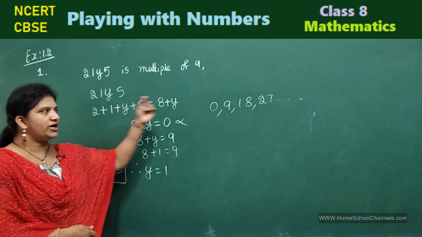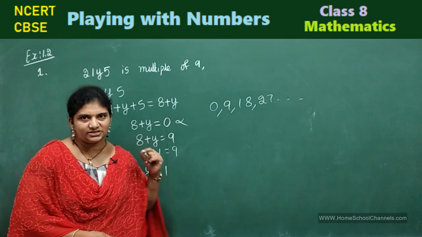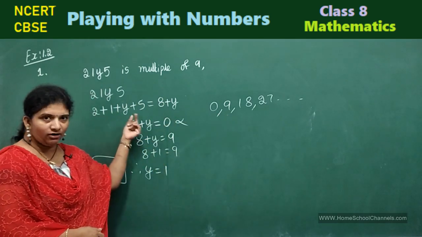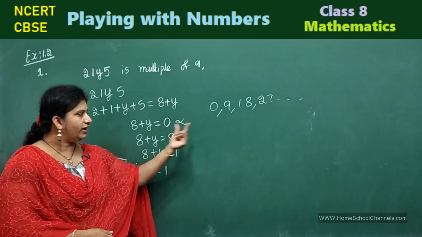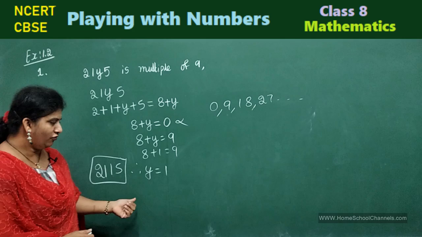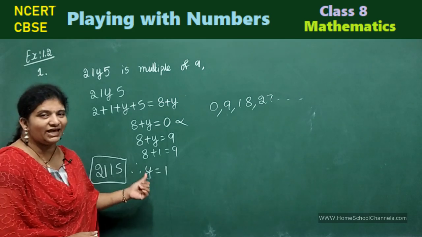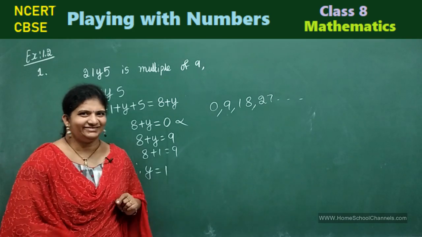So we need to check these options in this way. First, try to add all the digits. Try to equate to 0, not got. Equate to 9, we got. Therefore, what is your y value? Therefore, y value is 1.